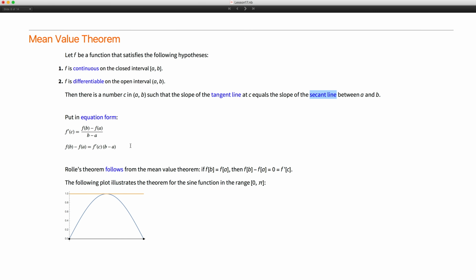Now, of course, Rolle's theorem follows from the mean value theorem, because if you set f of b equal to f of a, then you have f prime of c equal to 0 at the point c. So that's the Rolle's theorem for the sine function on the interval 0 to pi.